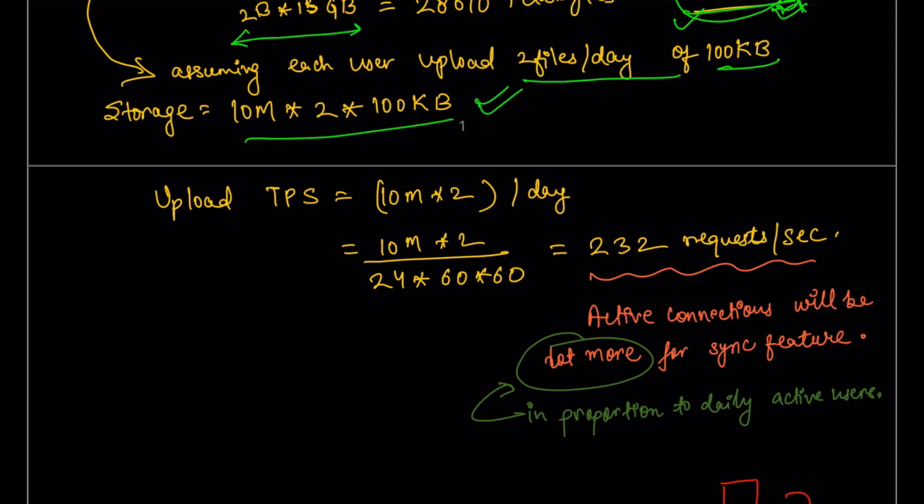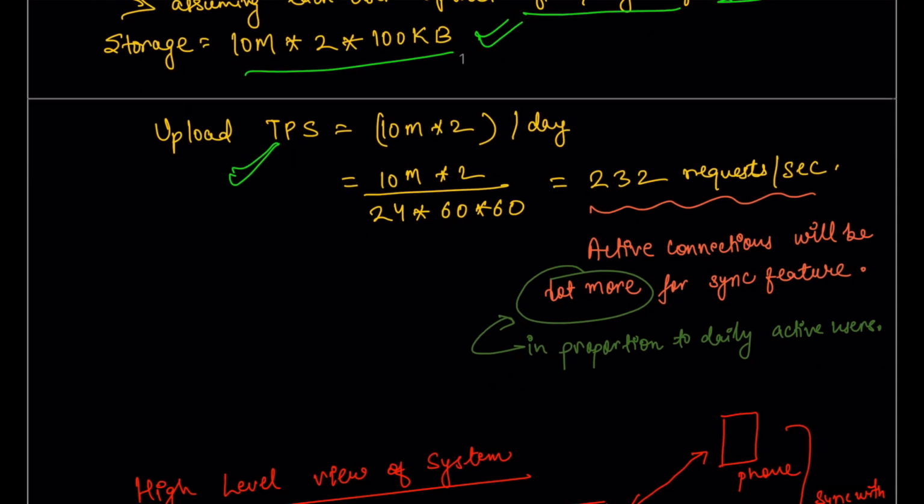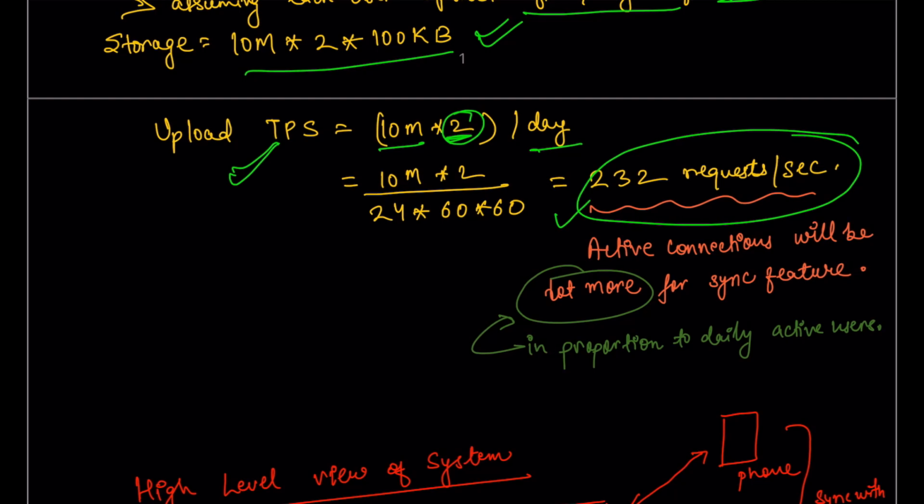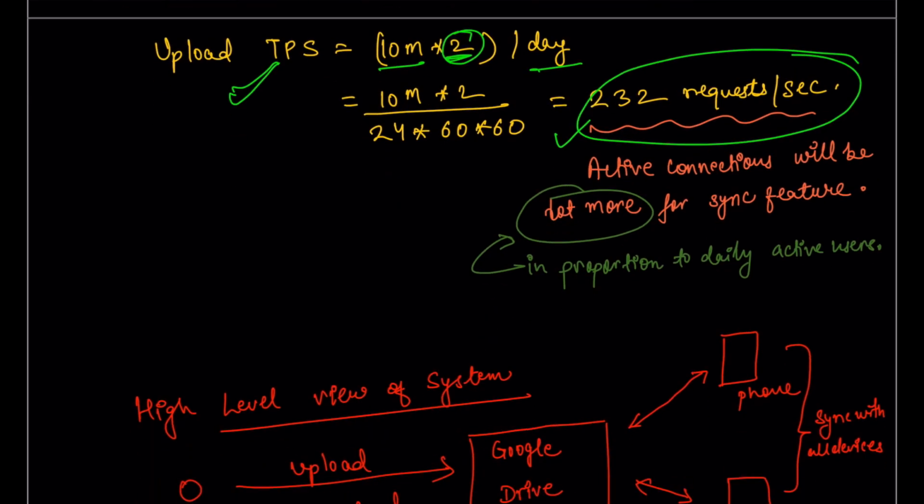Got it? Now TPS. So TPS, again, like we mentioned, 10 million active users into 2, again this is our scalability number, कि अपना कुछ peaks रह सकती है per day. So if we talk about per second TPS, this is 232 requests per second. So this is a kind of average number, right? If we talk about file upload, right?